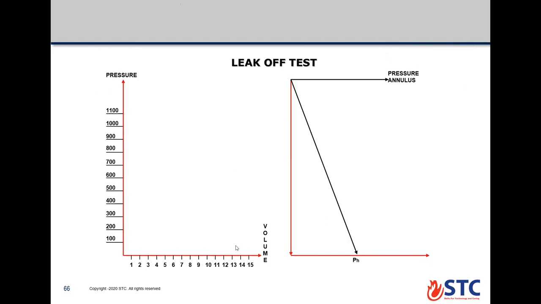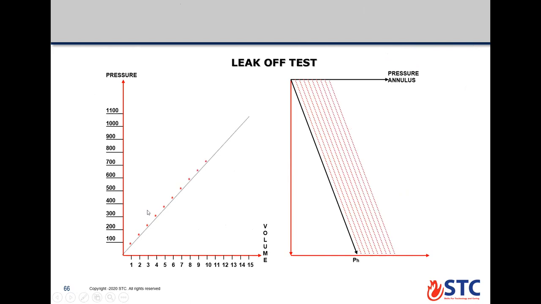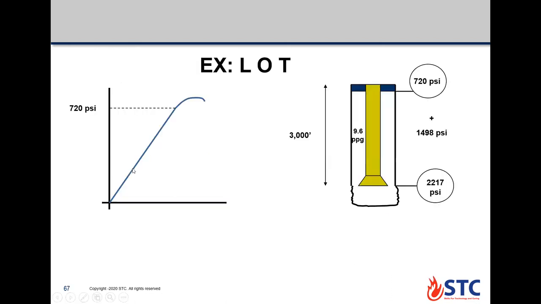Look here to this figure. Now we have pressure, volume. We need to start plotting volume versus pressure, like this. Once there is a deviation from the trend, like you see here at this point, the formation started to take fluid, formation started to leak, okay, like this. So now we're having our leak-off test pressure is about 720 psi.